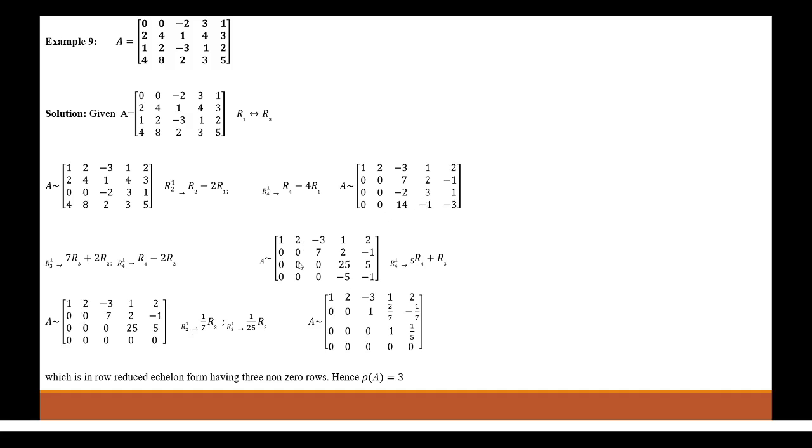Our aim is that below the principal diagonal, all the elements must be 0. For that, once again we have to operate on the fourth row. We have to make this element 0. For that reason, R4' = 5R4 + R3. So in the next matrix, all the last row elements are zeros and below the principal diagonal the elements are zeros. Hence, this is the final matrix, which is in row reduced echelon form and has 3 non-zero rows. Hence, the rank of the matrix is 3.